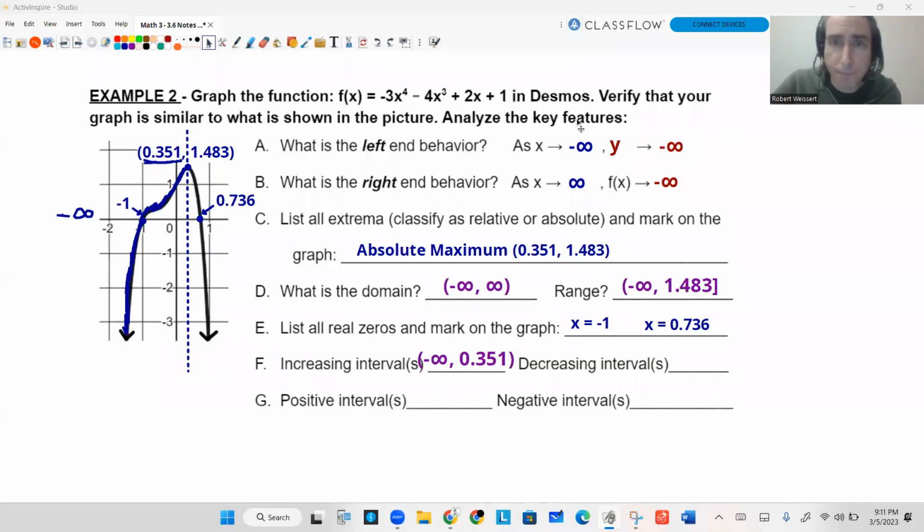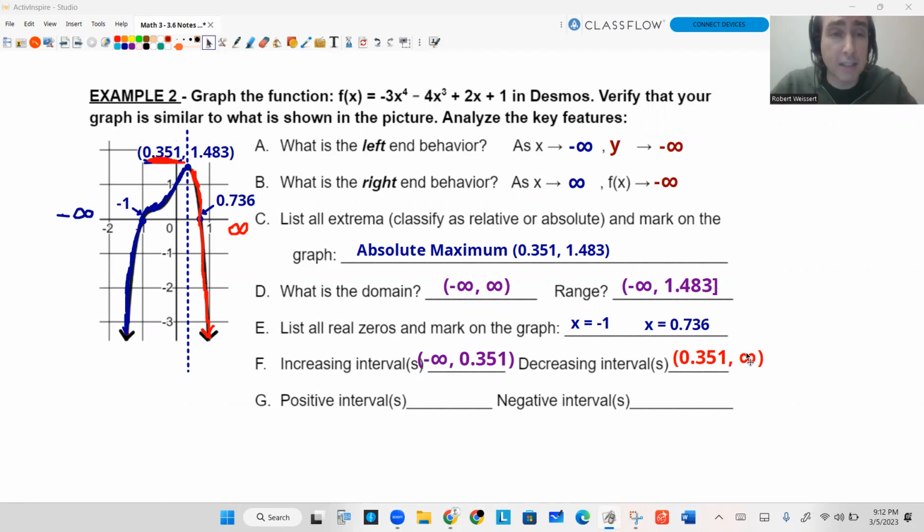It'll look like that. The other interval is going to be decreasing. It's decreasing from 0.351 to infinity. Remember, infinity on the right side is not down, it's right. So it's got to be infinity over here, never negative infinity. It's got to be negative infinity on this side. So you'll never see this be infinity, and you'll never see this be negative infinity. So those are your decreasing and increasing and decreasing intervals.